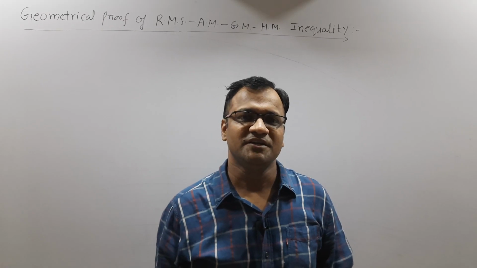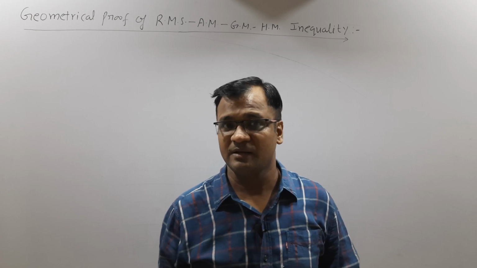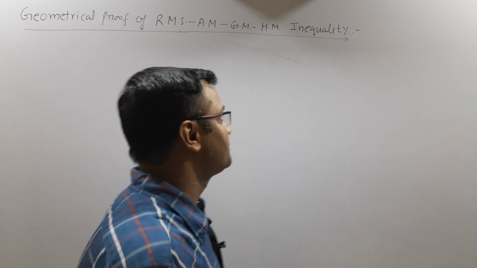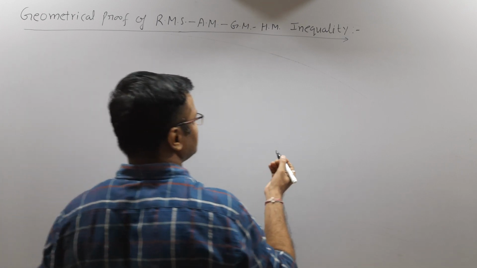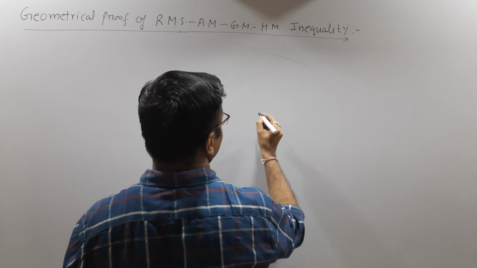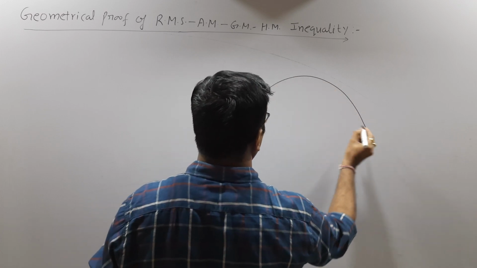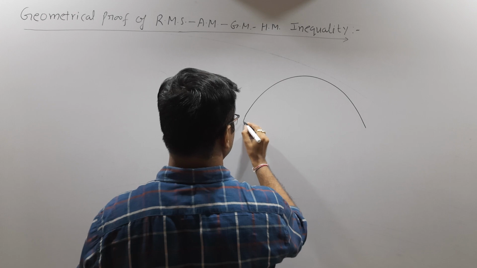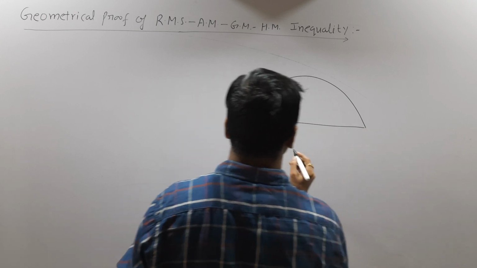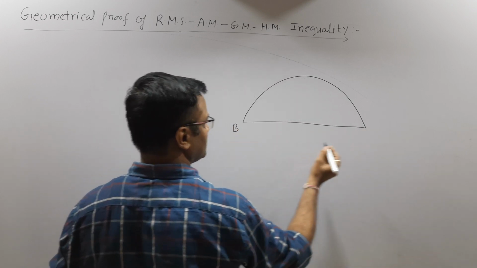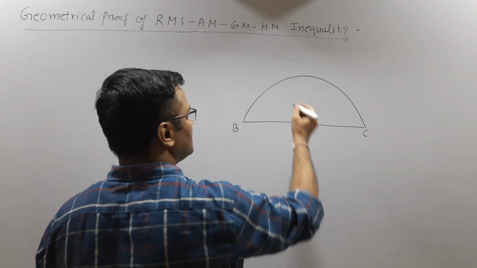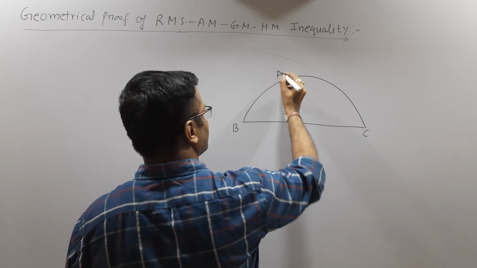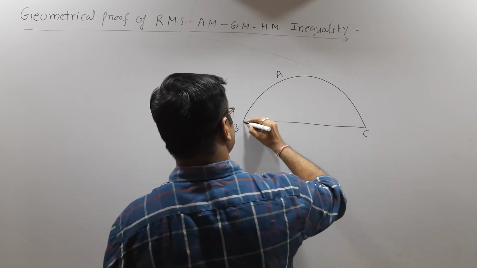Hello everyone. In this video, I am going to prove the RMS, AM, GM, HM inequality with the help of geometry. In order to prove this inequality, first of all, I want to draw a semicircle with diameter BC. BC is clearly the diameter of this semicircle, and take a point A on the arc BC and construct a triangle ABC.